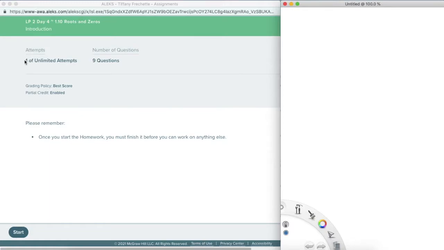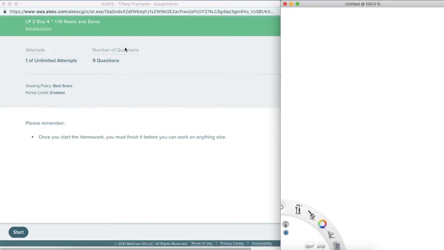I'm on attempt one of unlimited attempts. This means I can submit this assignment as many times as I would like. It doesn't affect what you've turned in or what you've gotten correct or incorrect. It will keep all of your problems the same every time you come in. As far as correct, it does change the problem. The actual problems themselves change, like the numbers.